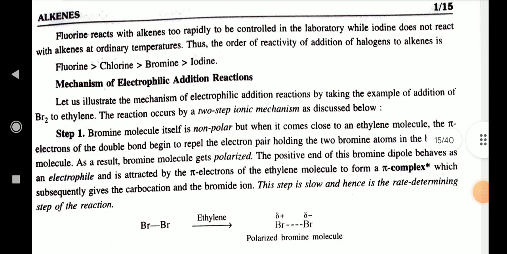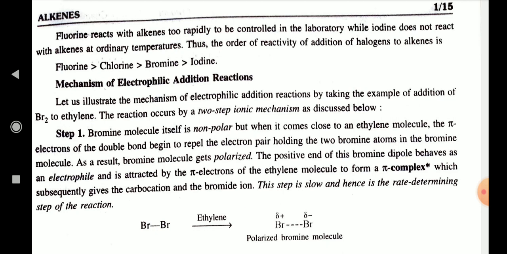Fluorine reacts with alkenes too rapidly to be controlled in the laboratory, while iodine does not react with alkenes at ordinary temperature. Thus, the order of reactivity of addition of halogens to alkene is fluorine, chlorine, bromine, and iodine. Mechanism of electrophilic addition reactions. Let us illustrate the mechanism of electrophilic addition reaction by taking the example of addition of Br2 to ethylene. The reaction occurs by a two-step ionic mechanism as discussed below.